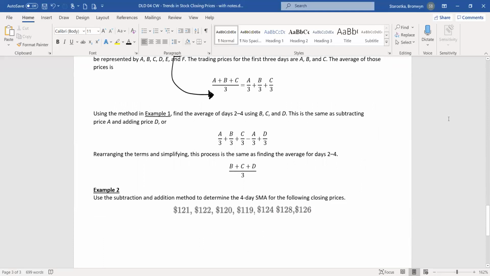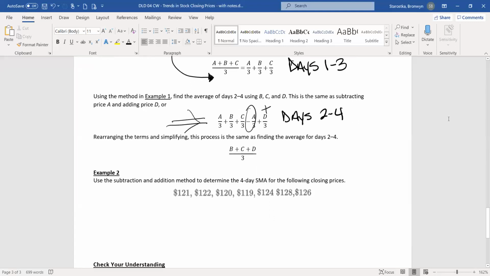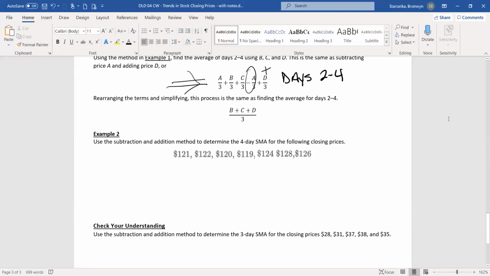So basically what we do is, if you look at this example right here, this is our first day, so days 1 through 3. This is going to be days 2 through 4. Notice how we subtract out the first and we add in the next, or the 4th day. And so rearranging our terms algebraically, it's going to be B plus C plus D divided by 3 for days 2 through 4. We're going to do that here.